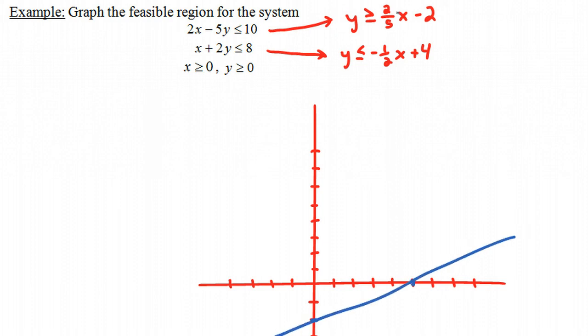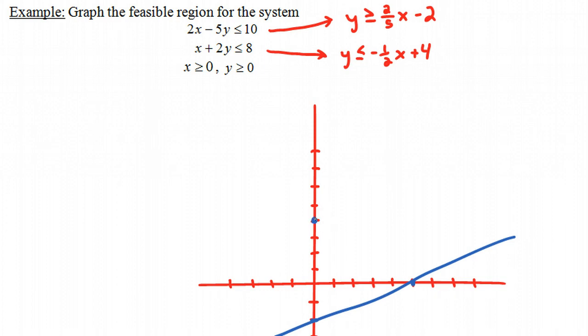Okay, that is the graph of y equals 2/5 x minus 2. Now we'd really be shading above that line because we're looking for y greater than or equal to that. Okay, now the second one, y equals minus 1/2 x plus 4.